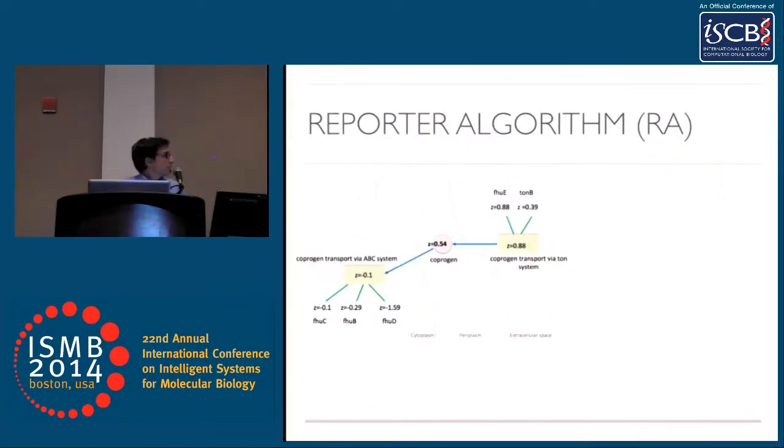So let me illustrate with an example. So I'm showing you here the transportation of the metabolite coprogen in the middle from the extracellular space into the periplasm and then the cytoplasm in E. coli.